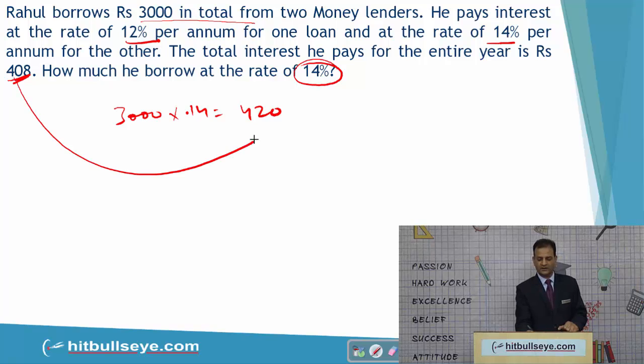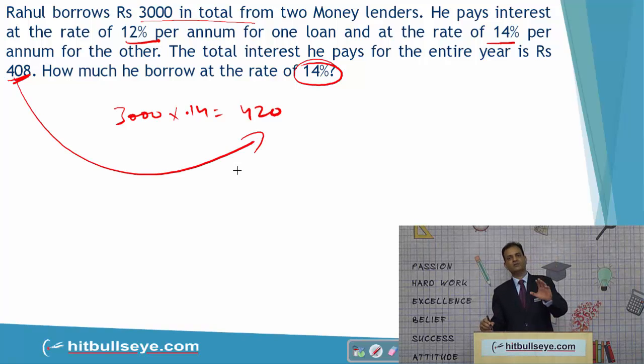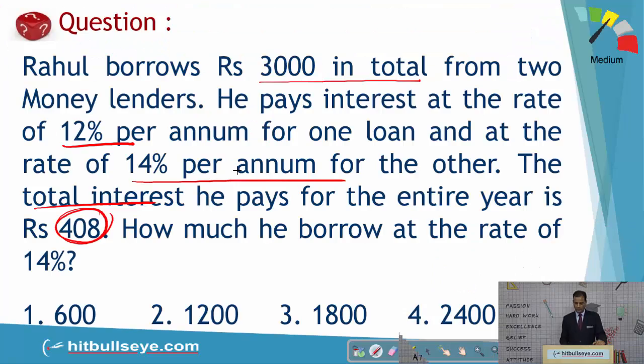Now can we see 408 is close to 420? That means we can conclude that the major portion he borrowed is close to 3000. So now we can go through the options. Here you can see the options. 600 is less, 1200, 1800 is close to 50-60%. Only what is left is 2400. If we think logically, because 408, 3000, 14% is 420, we can apply options here also.